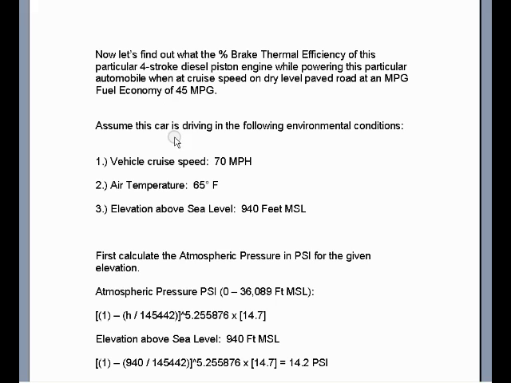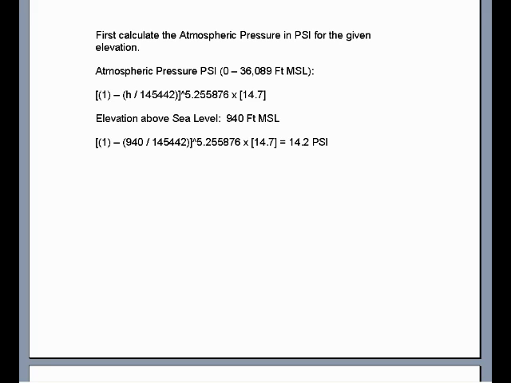Assume that this car is driving in the following environmental conditions: vehicle cruise speed 70 miles per hour, air temperature the car is driving through 65 degrees Fahrenheit, and elevation 940 feet above sea level, MSL. First thing we need to do is calculate the atmospheric pressure in PSI between the elevations of sea level to 36,089 feet above sea level.